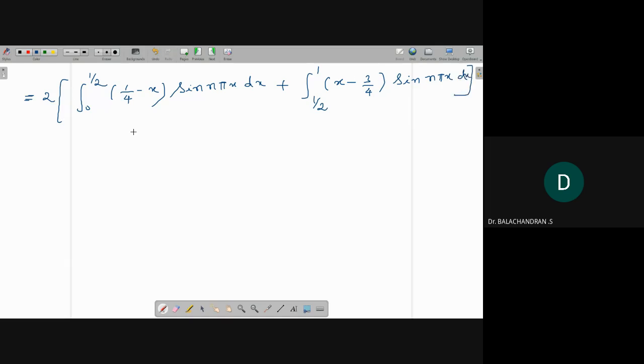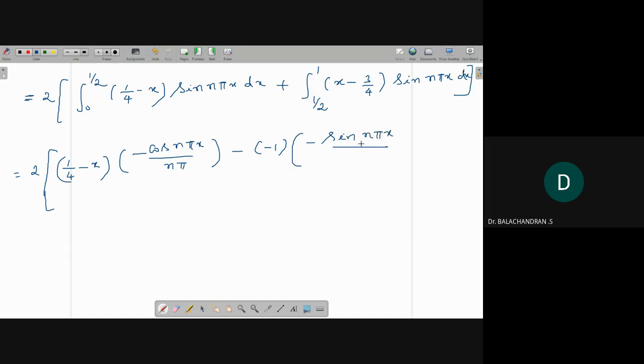Plus bracket. So now integrate. We'll get 2 into 1 by 4 minus x, into minus cos n pi x by n pi, minus, if you differentiate this you'll get minus 1, and if you integrate this you'll get minus sine n pi x by n square pi square. So the limit is from 0 to half.